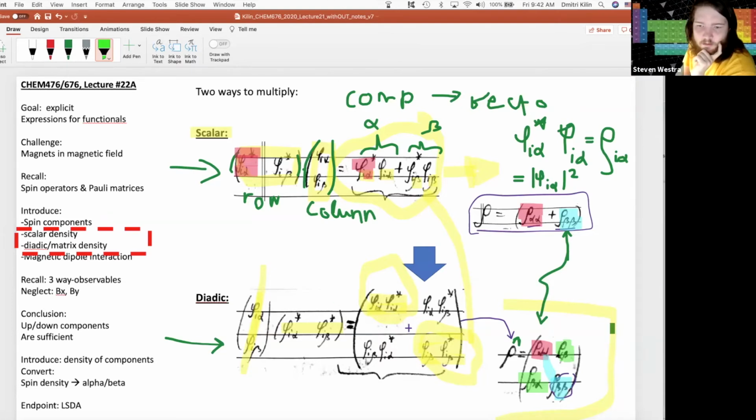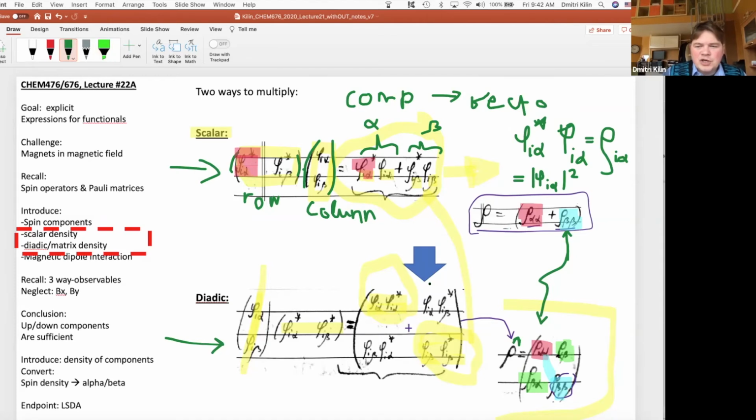I missed a word. We have two expressions for composed densities made of alpha and beta orbitals. One was made as a scalar product and includes only orbitals squared, alpha and beta. And then we have the dyadic product, and in addition to the orbitals squared, we have off-diagonal elements.